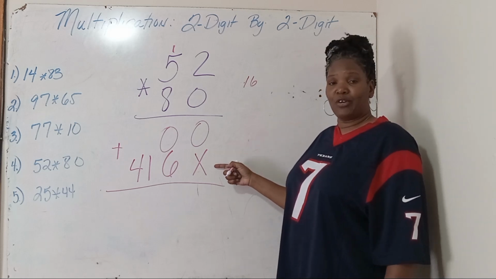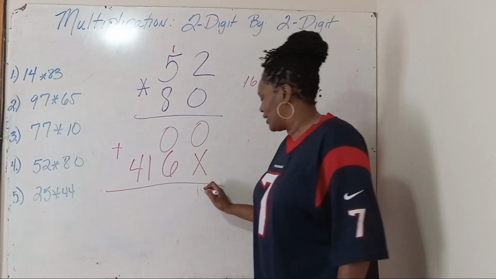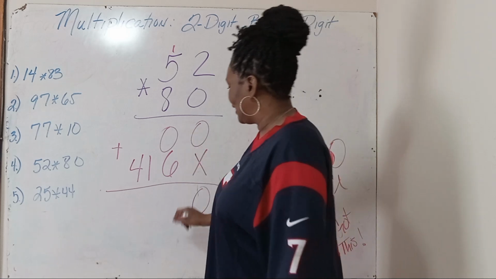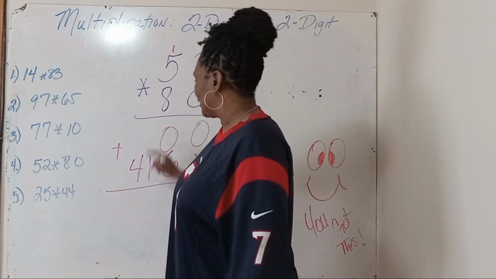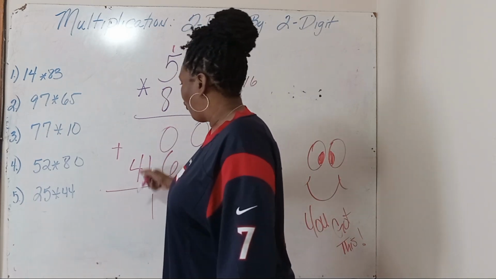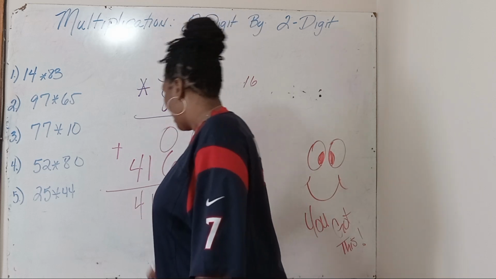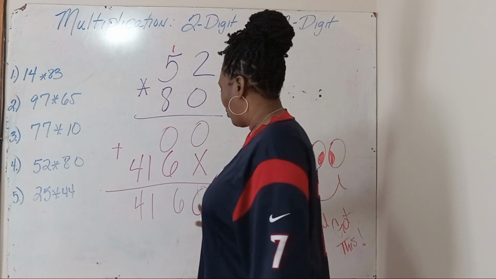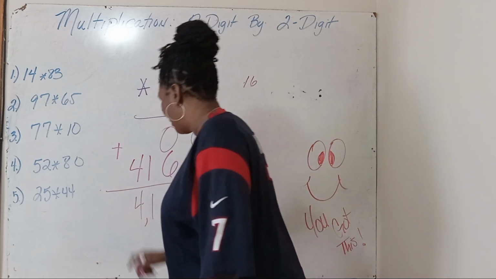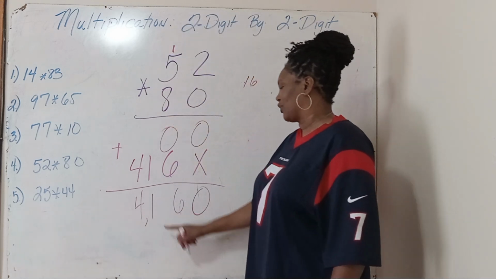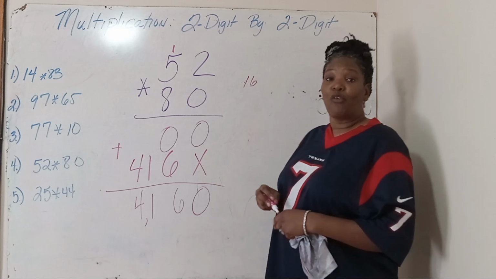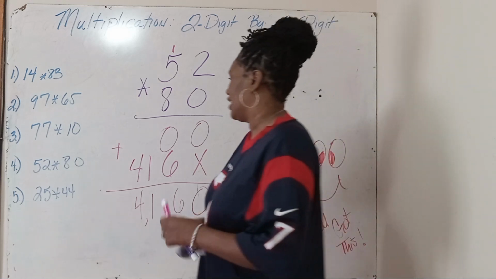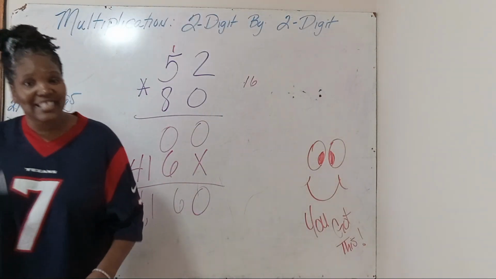Remember, the X represents 0, so 0 plus 0 is 0. 0 plus 6 is 6. 1 plus nothing is 1. 4 plus nothing is 4. I'm going to go right here and count forward: 1, 2, 3. Put my comma. My answer is 4,160. It's just that simple.